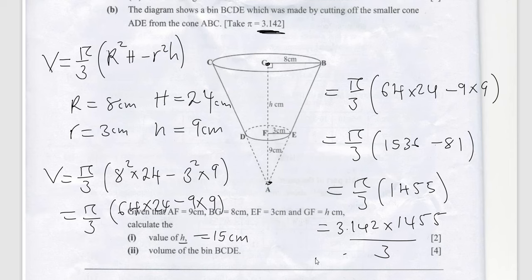When we multiply by 3.142, it gives us 4,571.61. We divide by 3. The answer here comes out to be equal to 1,523.87 centimeters cubed. This is the volume we're finding. So this is our answer. Thank you.